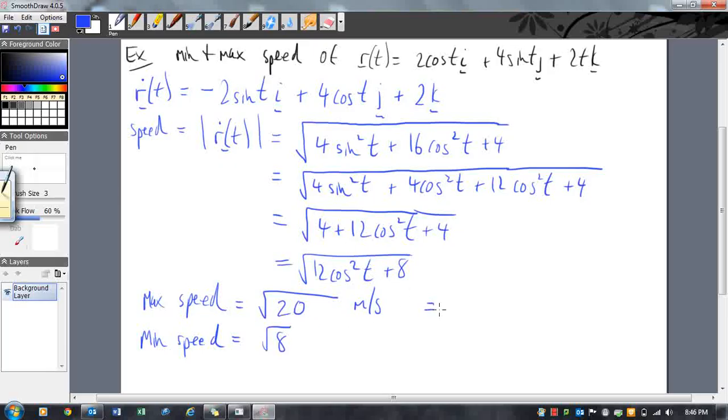We could simplify those two. 2 root 5 and 2 root 2. Okay, so that's how you do that. Speed, you definitely get asked these in exams and things like that. They love asking these questions. Make sure you know how to find speeds as functions of t, but also how to find maximum speeds and minimum speeds. Enjoy.